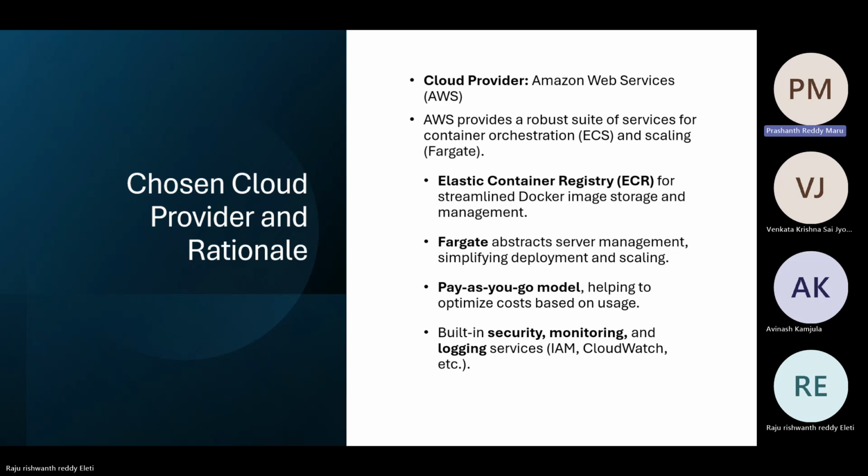So here we are choosing AWS as the cloud provider. In AWS, the main services for containerization and container services are Elastic Container Registry, which is used for storing the Docker image in the cloud, and Fargate, which is a service for server management without really bothering about the infrastructure. So it simplifies the deployment and scaling. And also we are employing a pay-as-you-go model for optimizing the cost.